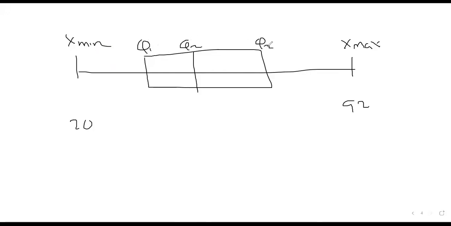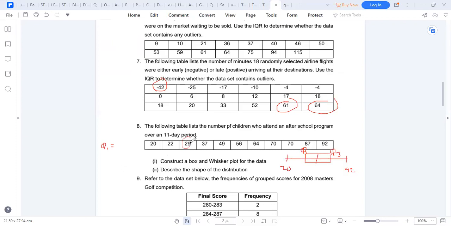The Q1 position is 2.75, which is the third position. And what is our third position according to this data? 1, 2, 3. So what is this? 29. Yes, 29.